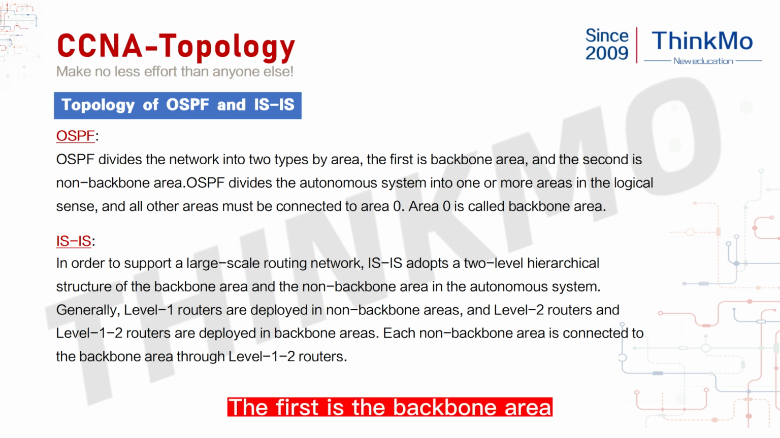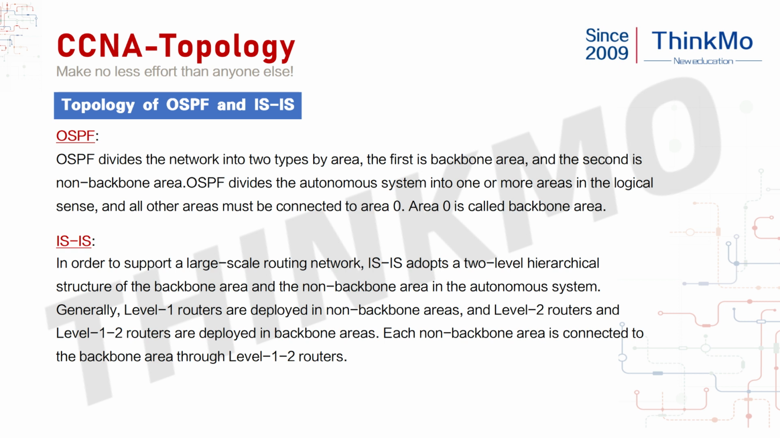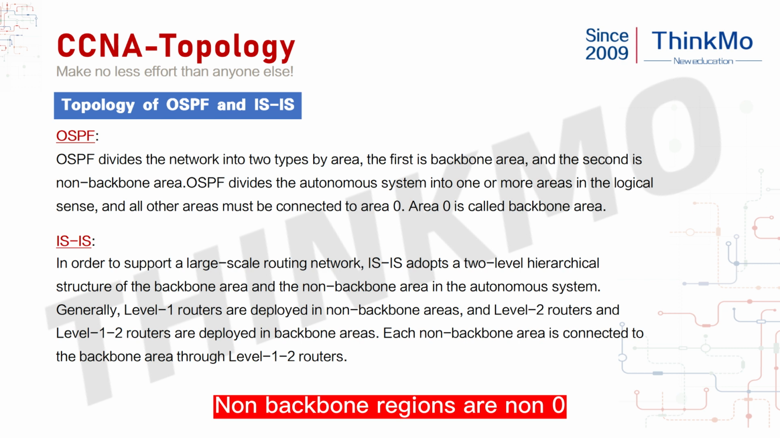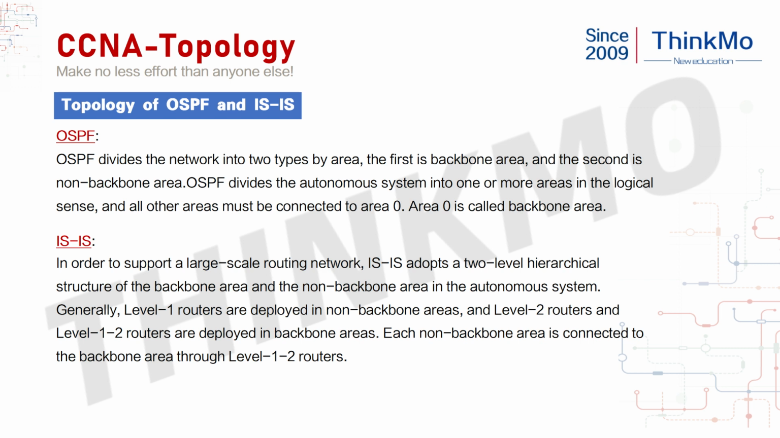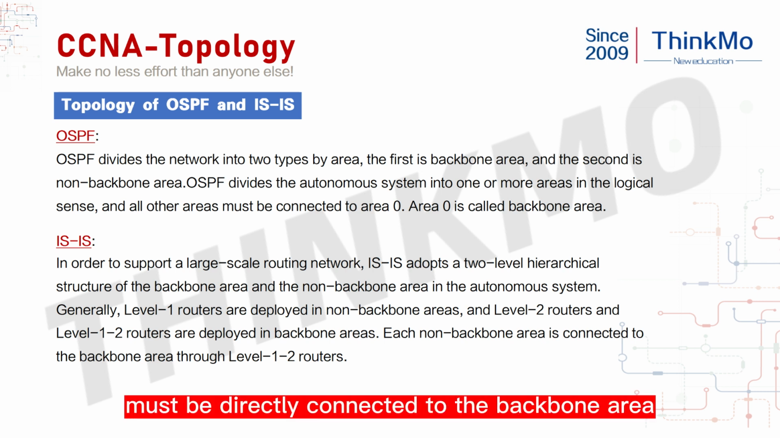The first is the backbone area. The second is the non-backbone area. The backbone area is area 0. Non-backbone areas are non-zero, that is, the areas other than 0. In OSPF, the non-backbone area must be directly connected to the backbone area.